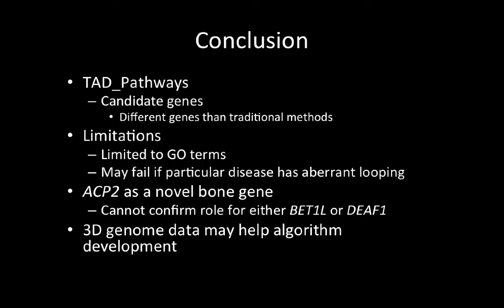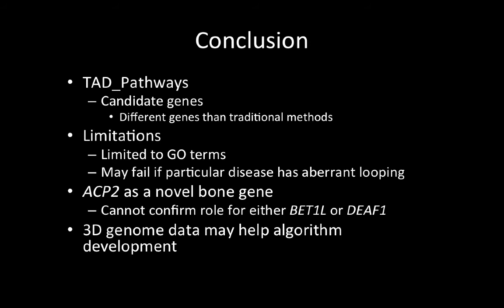In conclusion, we have shown that TAD pathways can steer researchers toward candidate genes and can capture different genes compared to eQTL and nearest gene approaches. However, our method also has several limitations. It cannot discover new genes that are not annotated to GO terms. Our method would also have a difficult time assigning variants to genes in diseases that impact chromosome looping.